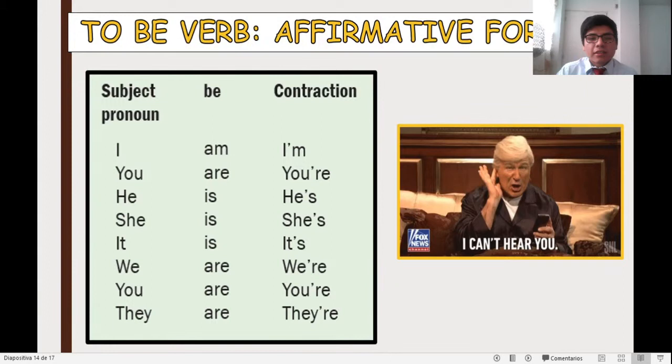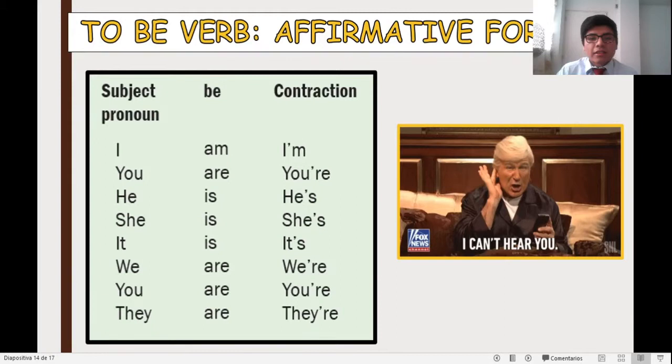Okay, that's it. Let's continue. Now we're going to see about the negative form of the verb to be, of course. Let's see this. Okay, we have the negative form, which is so easy. You know that already. So, what is the negative form? You just add not. Solo agregas not después del verbo to be, ¿no?